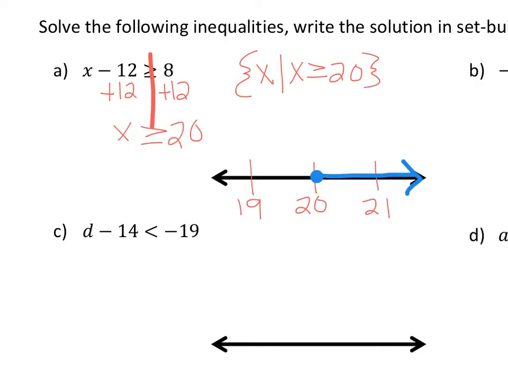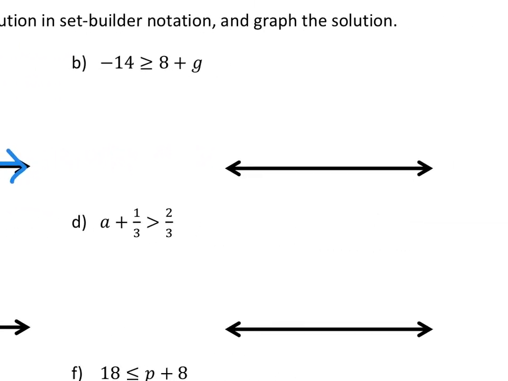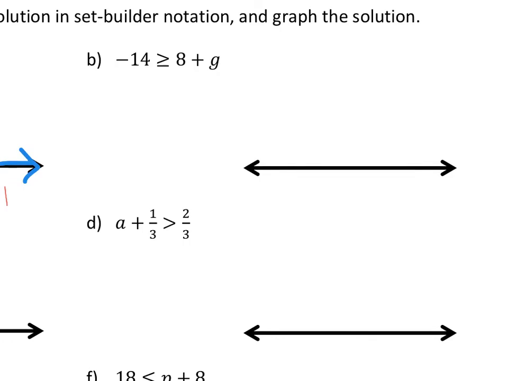Let's look at letter B. We need to get g by itself, so subtract 8 from both sides. Negative 14 minus 8 is negative 22. Greater than or equal to g. Where's the eraser? There we go. Those canceled. Okay.